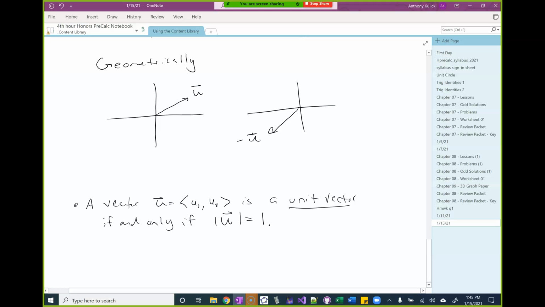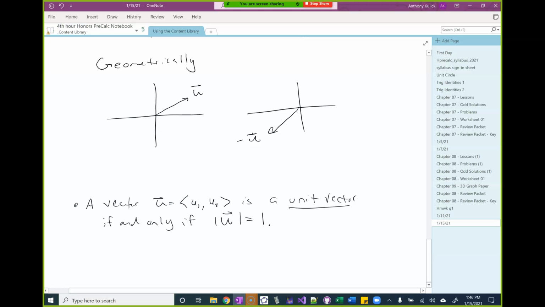We say a vector is a unit vector if and only if its magnitude is 1. Again, remember the vertical bars here mean magnitude, not the absolute value. And unit vectors will become particularly useful to us because they can really serve as a proxy for direction.